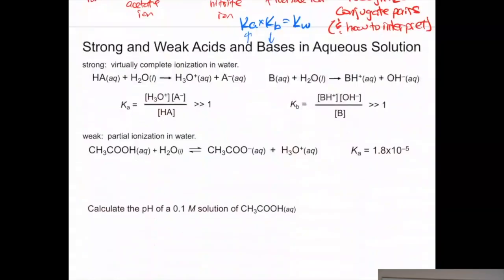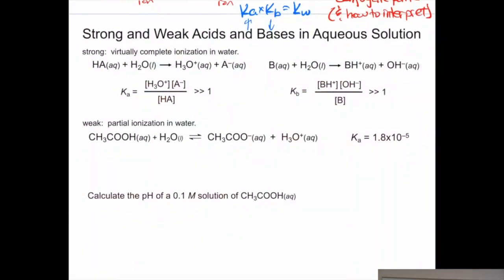All right, so some of this should look familiar now. The Ka expression, the Kb expression, and strong, when it's strong, it's going to be larger than 1. Pretty much anything larger than 1 we consider to be strong, even though it says really, really larger than 1. Weak ones, they're going to be the ones that go partially.